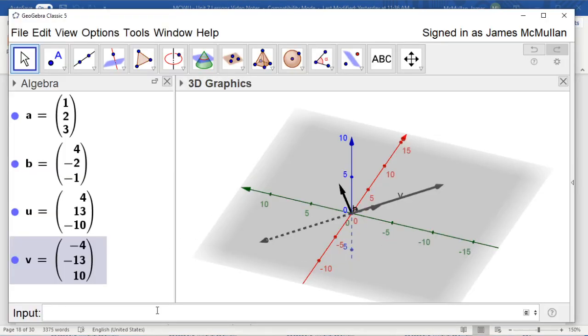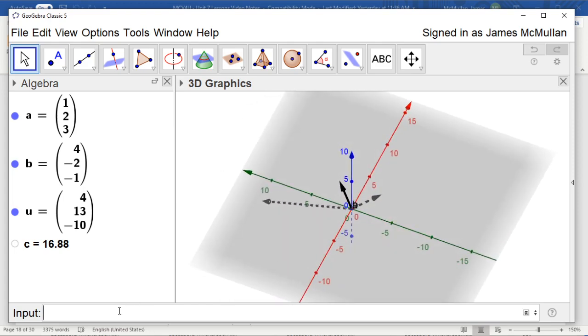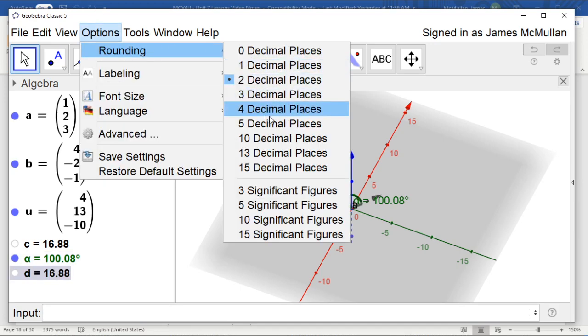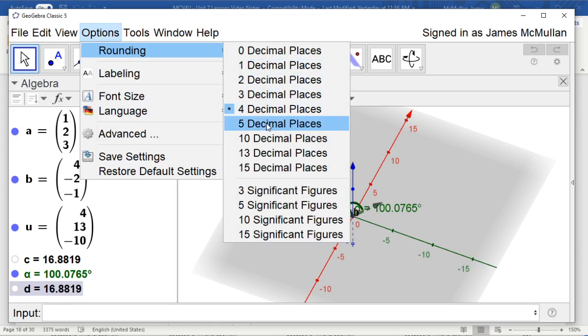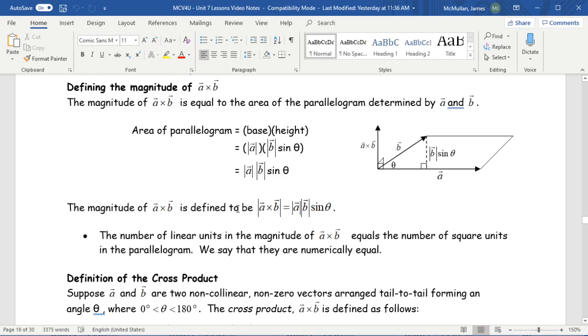Let's demonstrate that here. So I'm going to do length of u is 16.88. Let's delete v because we don't really need it right now. So remember, u is the cross product. I'm going to do length, let's do angle between A and B. So the angle is 100 degrees. Now what I'm going to do is length A times length B times sine alpha. Okay, notice it gives me the same thing as the length of u. So the magnitude of the cross product is the area of the parallelogram, or also AB sine theta.